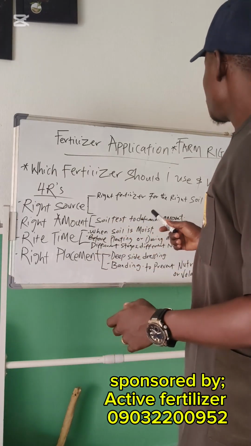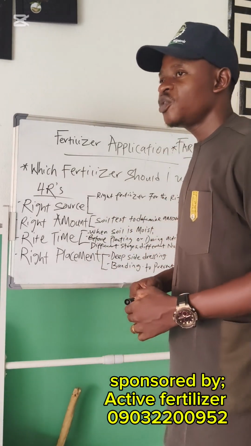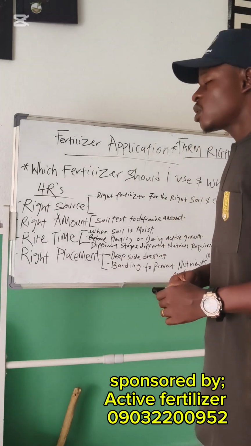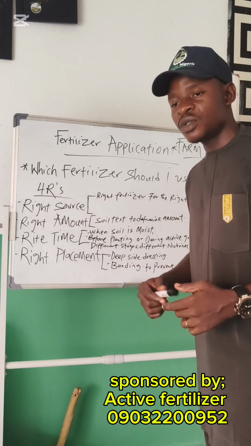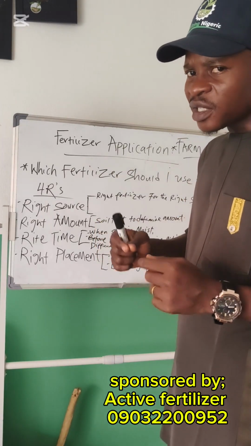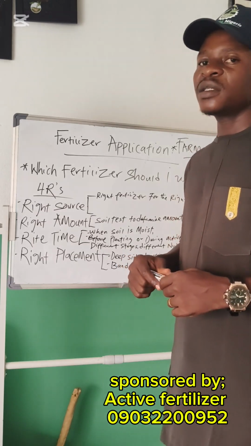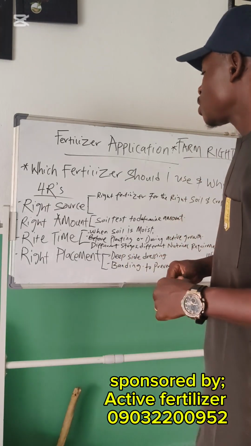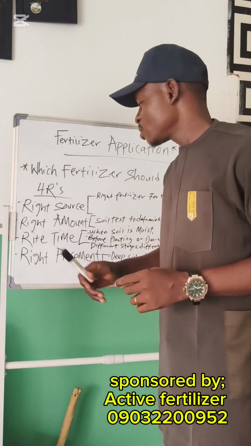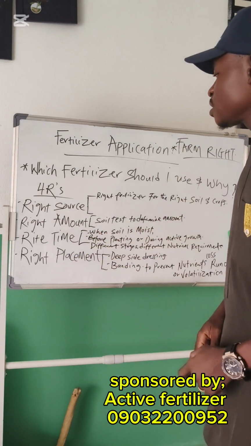So quickly, there are a lot of questions. Which fertilizer should I use on my crop and why? Which fertilizer should I use on maize? Should I use it on rice? Should I use it on legumes or my trees? Now, before applying fertilizer, you need to consider the 4 R's in fertilizer application, which are the right source, the right amount, the right time, and the right placement.